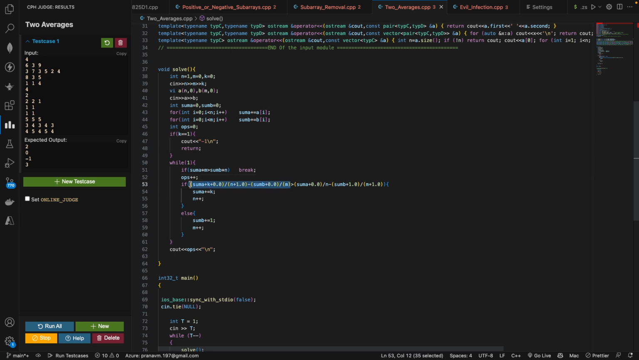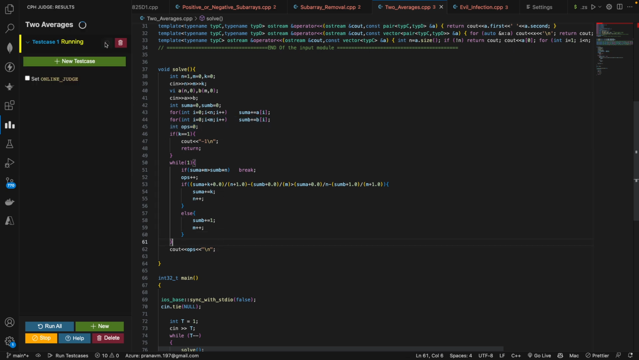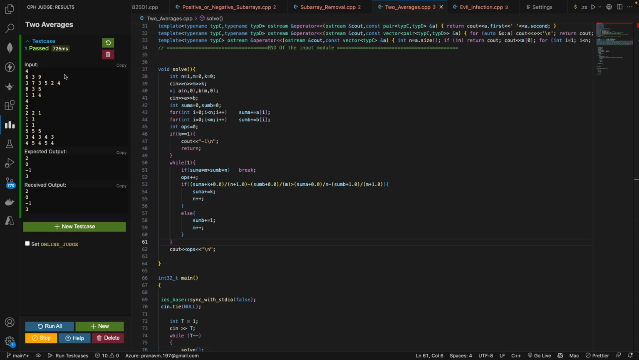If this particular value is greater than adding 1 to B, in that case I increment A by K and I increment the number of elements in A. Else I add a value 1 in the array B and increment the number of elements in B. As many times as this loop runs, I keep incrementing the variable ops, which is initially set to 0, that basically defines the number of operations. At the end I print that out. So if I run it, this works perfectly fine.